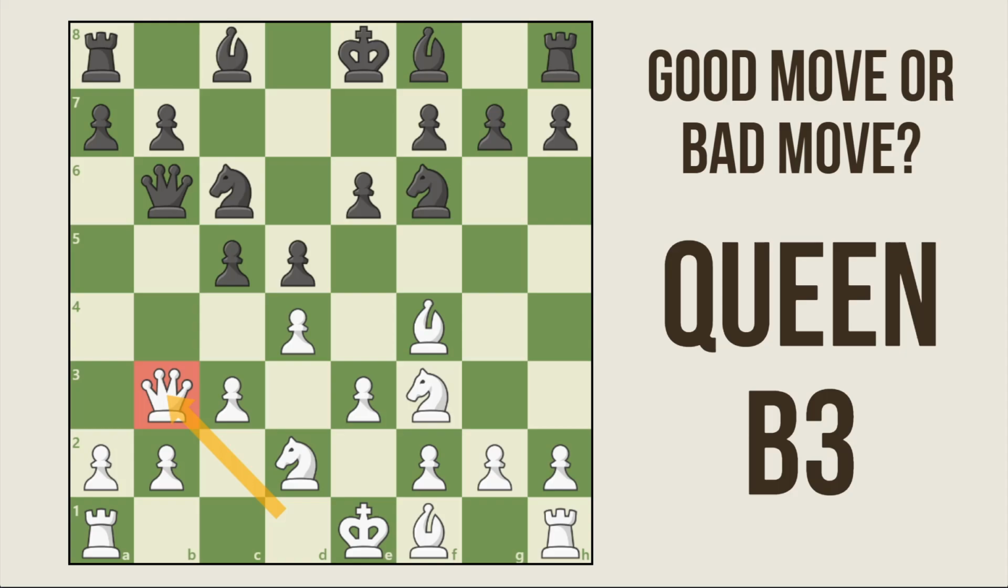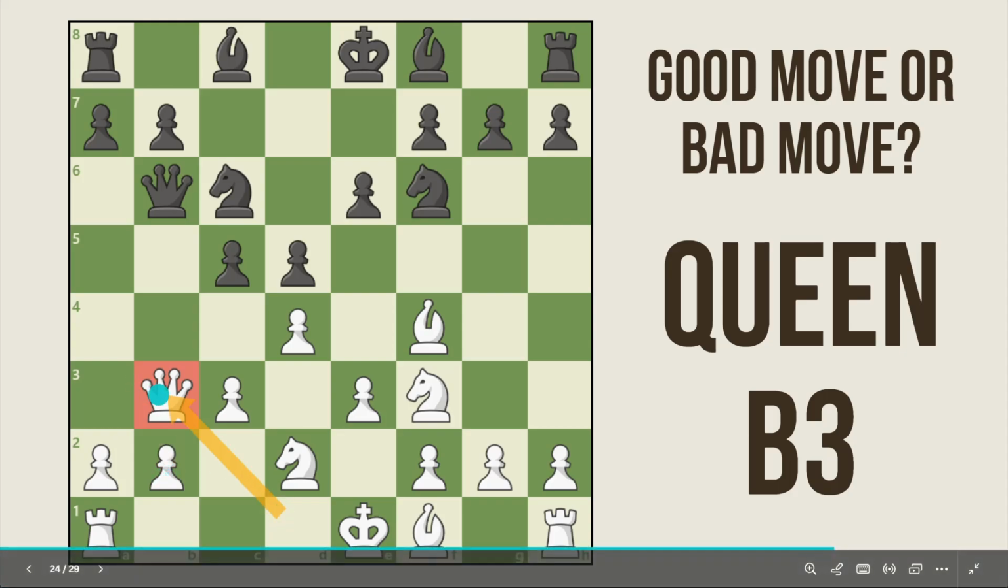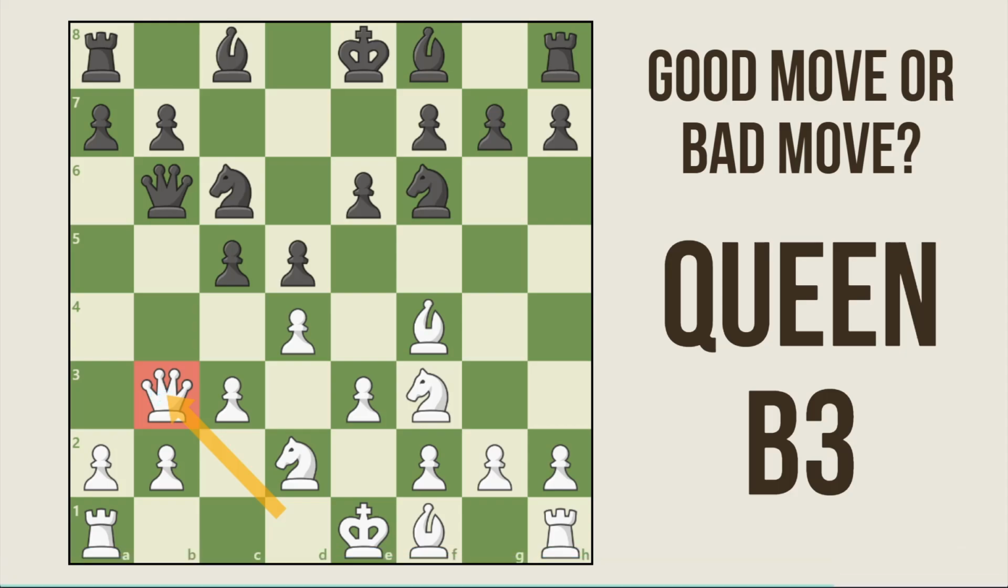Is that a good move or a bad move? Any ideas? Good? Good move. Yeah, it's a good move. It's exactly the same position I showed you guys before. So remember that the whole point of the queen going here was to attack this b2 pawn. So we play queen b3, we stop the attack, we offer a trade of queens. It's a good move, right?